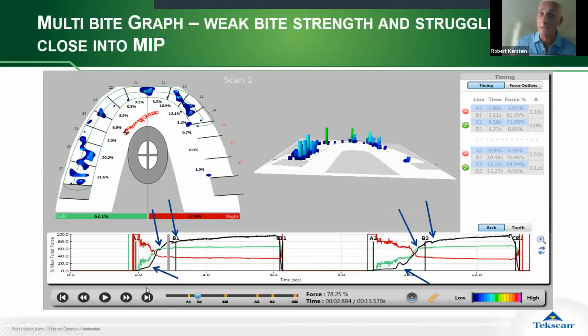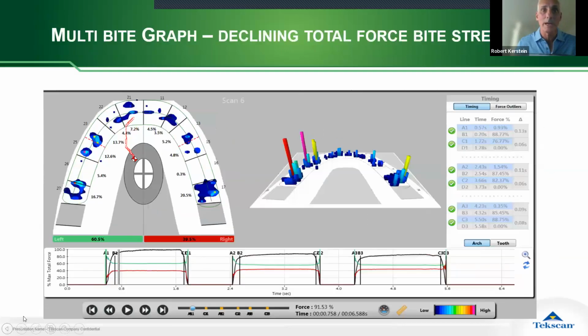Now here's a weak patient trying to bite into the sensor, and the graph shows you their dysfunction. You can see instead of the black line rising quickly, like I'll go back one, see how fast the A-B period is. This is a very short period of time. A1, B1 is 13 hundredths of a second. That's over here in the timing table.